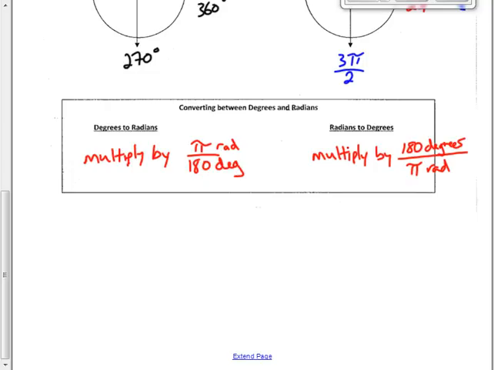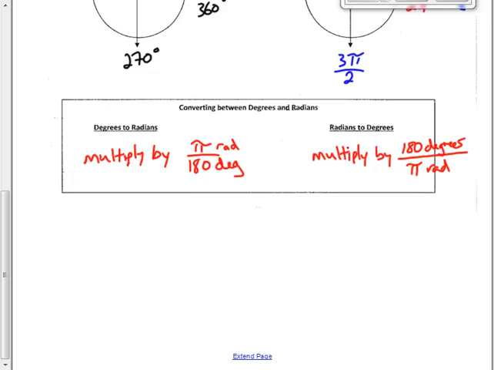So 180 degrees over pi radians. Whatever you're going to change it to goes on top. Then the question is, why don't we use something like 0 degrees? The reason is that we would use 0 degrees and 0 radians, and we'd end up dividing by 0. So that's not going to work.